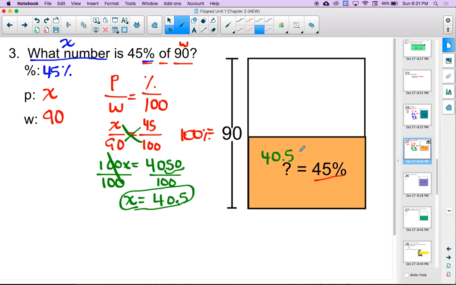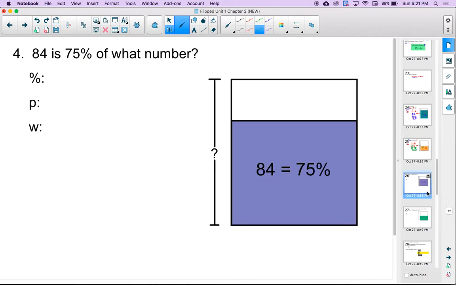So it makes sense that slightly less than half, 45%, would be about 40 5/10. Okay, those are the only two I'm going to solve the whole way for you. I will help you set up number 4 and number 5, but you'll have to finish these on your own. Number 4: 84 is 75% of what number?